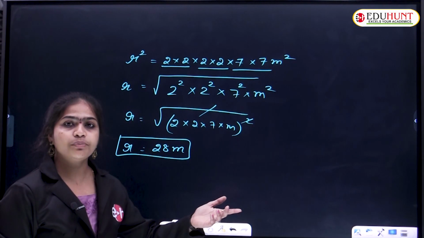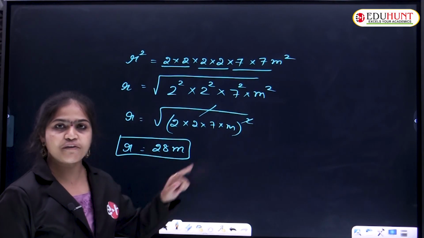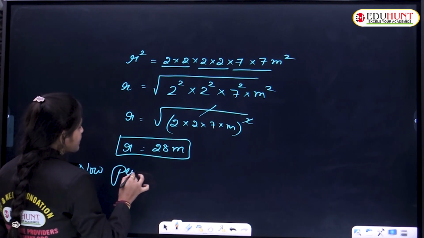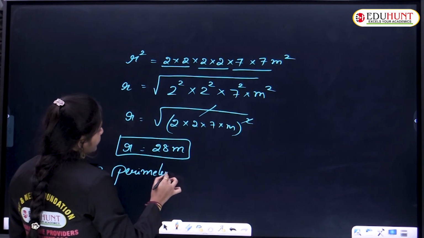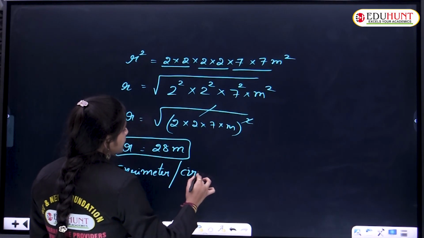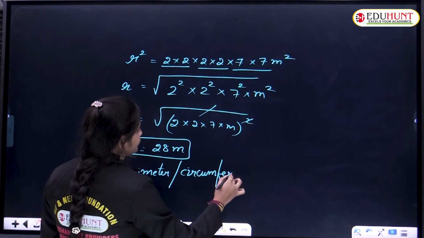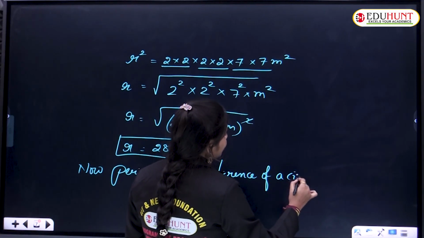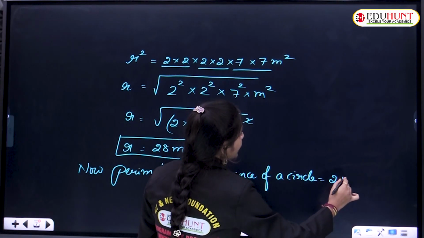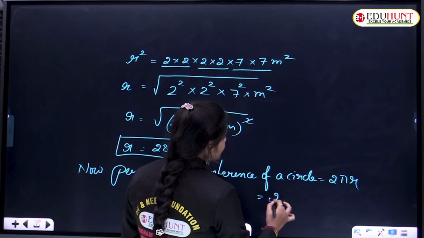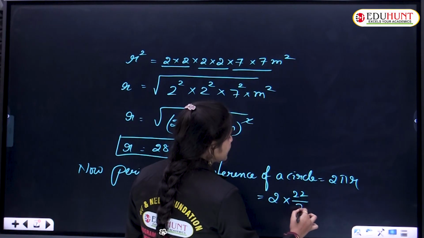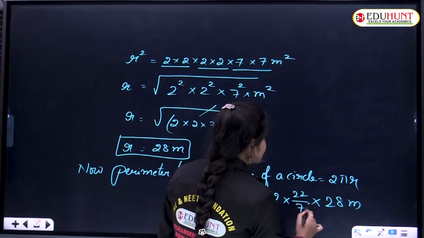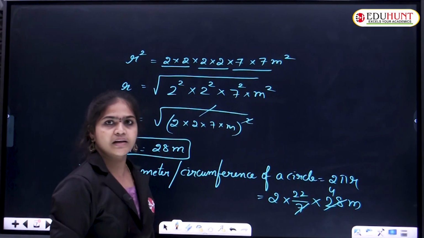Now what do we need to find out? We need to find the circumference of a circle. Okay, now perimeter or circumference of a circle, which is equal to 2 pi r, which is equal to 2 into pi, that means 22 by 7, into r which is 28 meters. 7 4's 28. Clear?